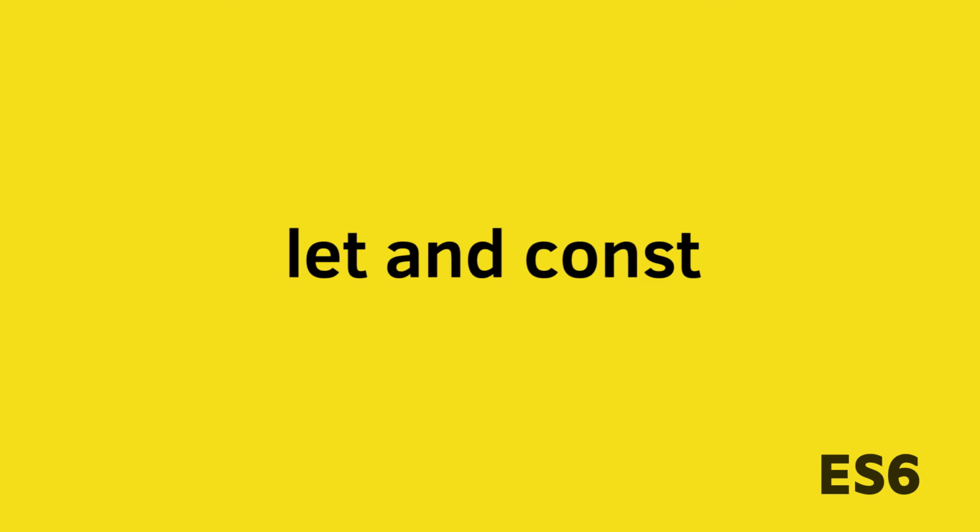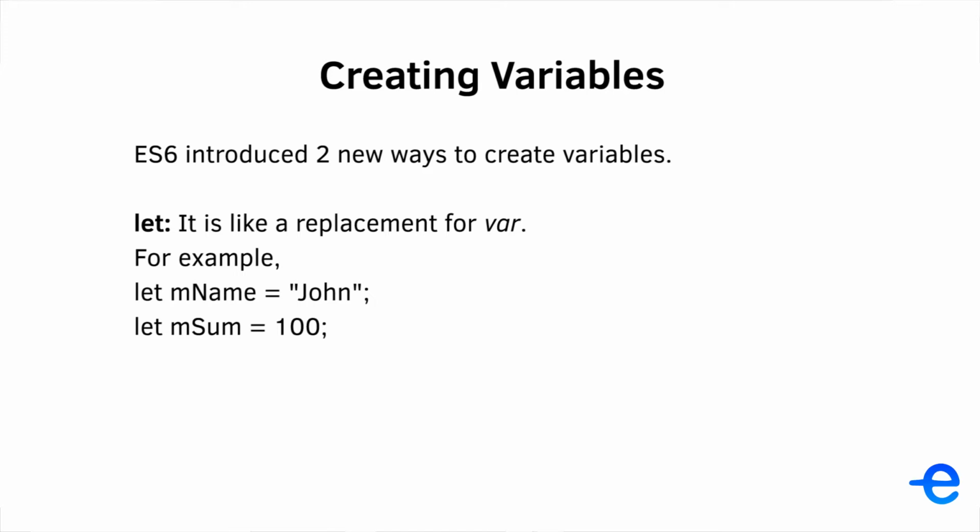In this video, we will learn about the new ways to create variables in modern JavaScript. ES6 introduced two new ways to create variables. The first one is let. This is kind of like a replacement for var. To create a variable, you can simply do something like this. Say let variable name is equal to some value. So let name is equal to John, or let sum is equal to 100.